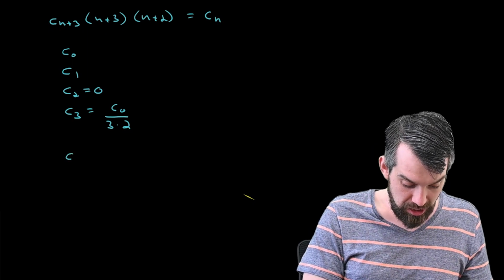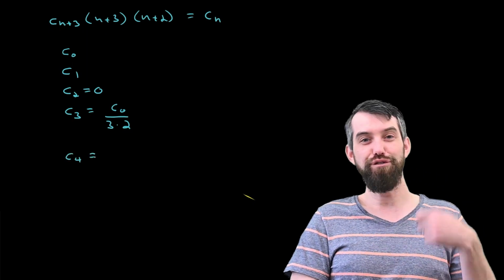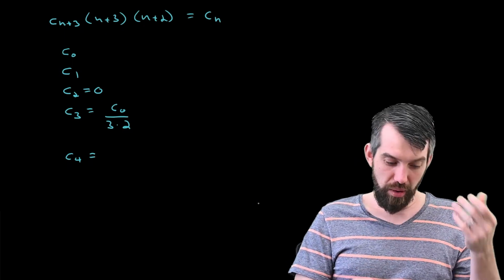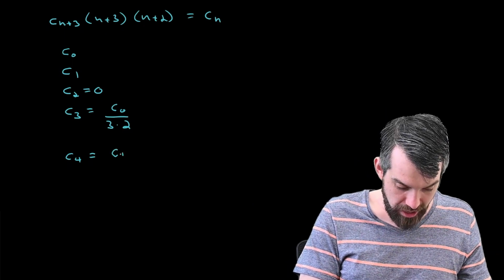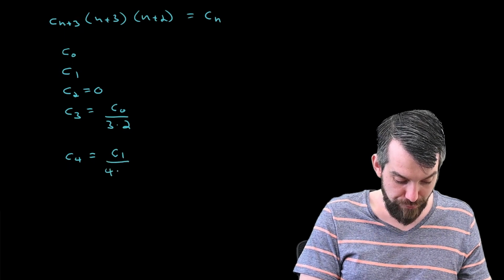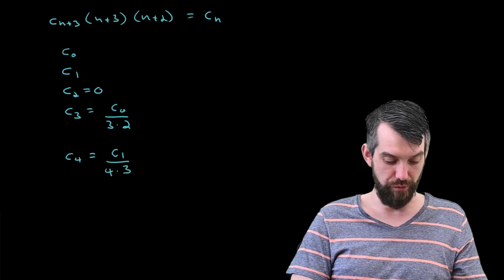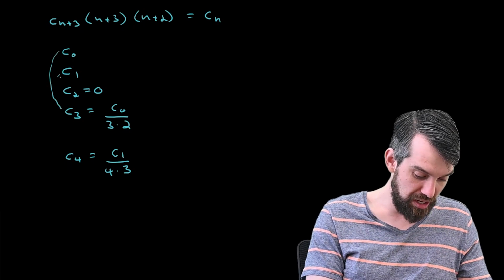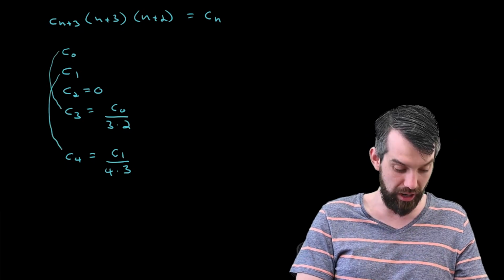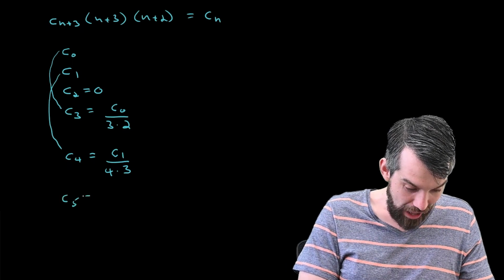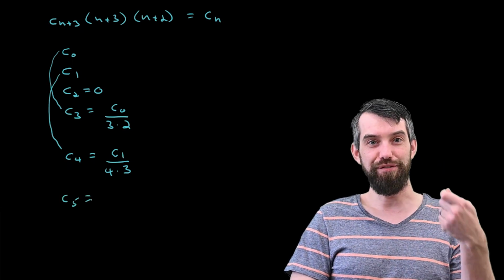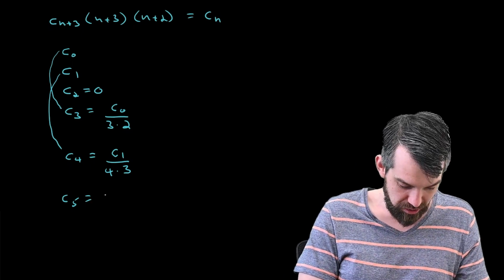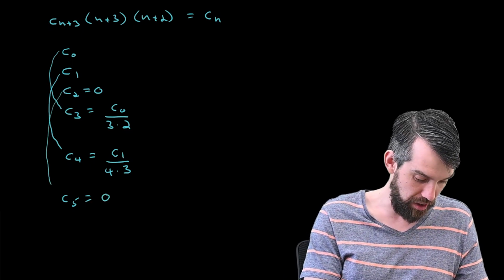Well, let's see about C4. 4 is 3 bigger than 1. So it relates to C1, but now is divided by 4 times 3 when you plug that into the formula. So in other words, there is this relationship between C0 and C3, and there's another relationship between C1 and C4. Okay, let's keep on going. What about C5? Well, C5 is related to C2, and C2 is 0, so C5 is going to be equal to 0, so I have a relationship there.